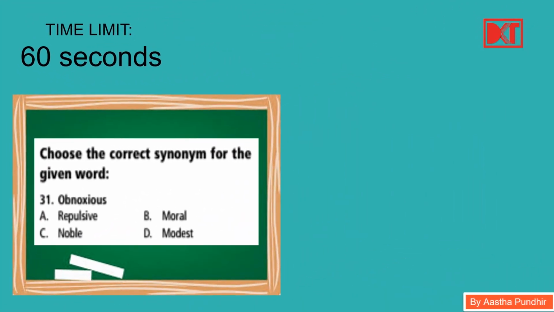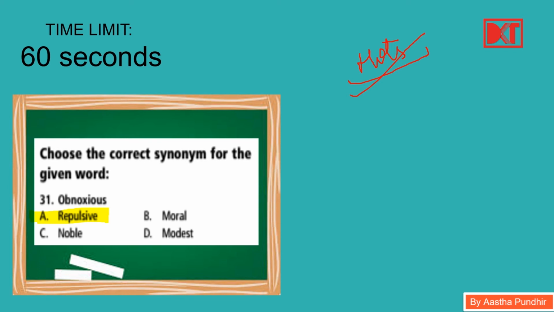Alright, so here we have five hot questions. Question number 31 to 35. Alright, hot questions, these are from the achievers section. Let's see. The word is obnoxious and the options are A, repulsive, B, moral, C, noble, D, modest. Here the correct answer is A, repulsive. Alright.